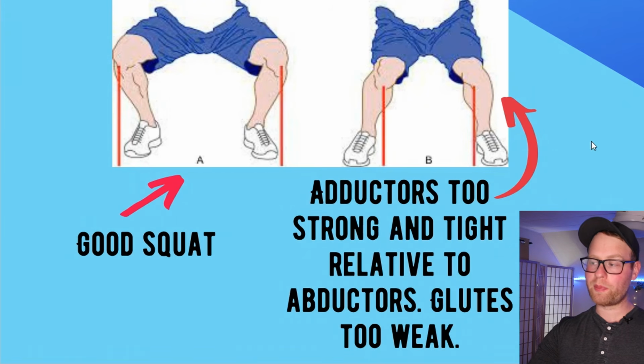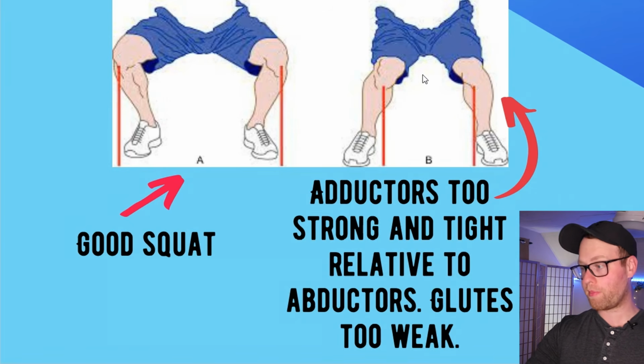Another faulty squat pattern they could ask you about is when a client is squatting, but their legs are buckling together like we can see in this picture right here. There's a few things going on here, but if you see this pop up in any form on the test, you know the main reason for this happening is that the adductors are too strong and tight relative to the abductors.